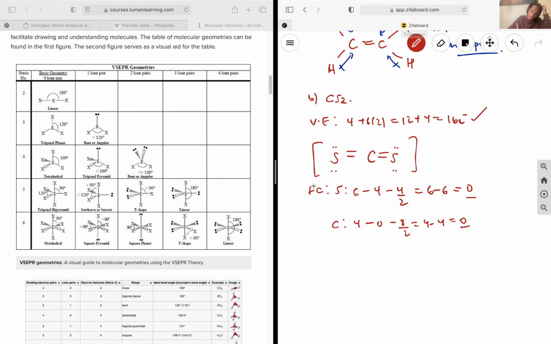Now I want to find the polarity. We found that it's linear, so we see if the dipoles will cancel again. This has a dipole pointing out like this. This has a dipole pointing out like that, which means that these two will cancel exactly because the 2 dipoles are equal, due to the difference in electronegativity between carbon and sulfur. And so this is going to be due to the symmetry again. This means that dipoles cancel, meaning it is non-polar too. And that's your final answer for that one.